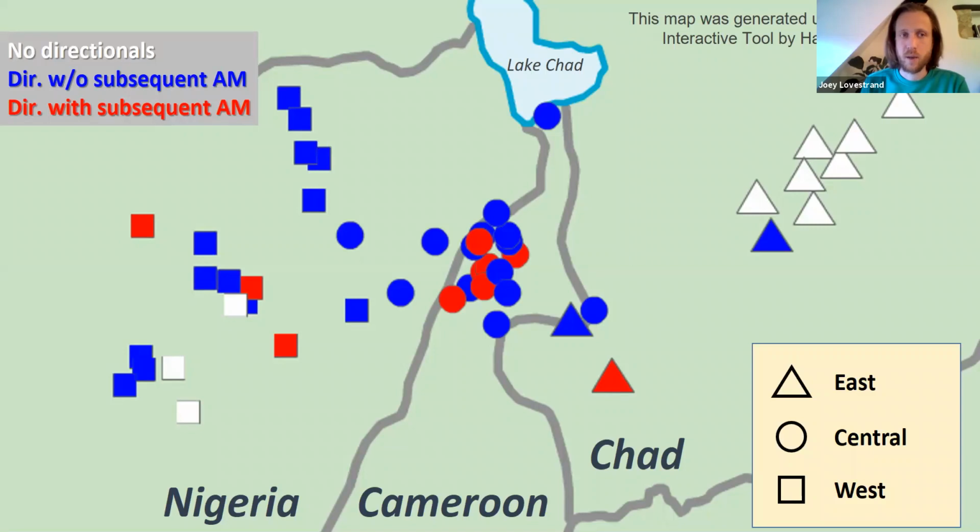So here we see again a map where the white symbols are languages that don't have any directionals. The blue are those that have directionals without a subsequent motion interpretation. And the red are those that do have a subsequent motion interpretation. So there's not any clear clustering of where subsequent motion appears. It looks fairly widespread across the different branches. It's not certain how common it is, as it may be underreported, but it certainly does exist in many different Chadic languages.